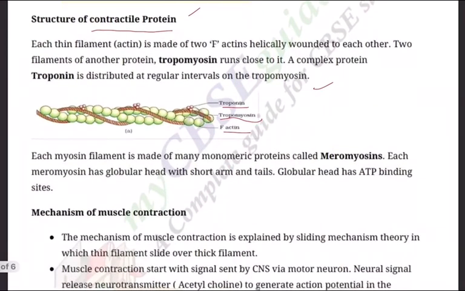Each myosin filament is made up of many monomeric proteins called meromyosins. Each meromyosin has a globular head with a short arm and tail. Globular head has ATP binding sites. That's how they are energy rich.